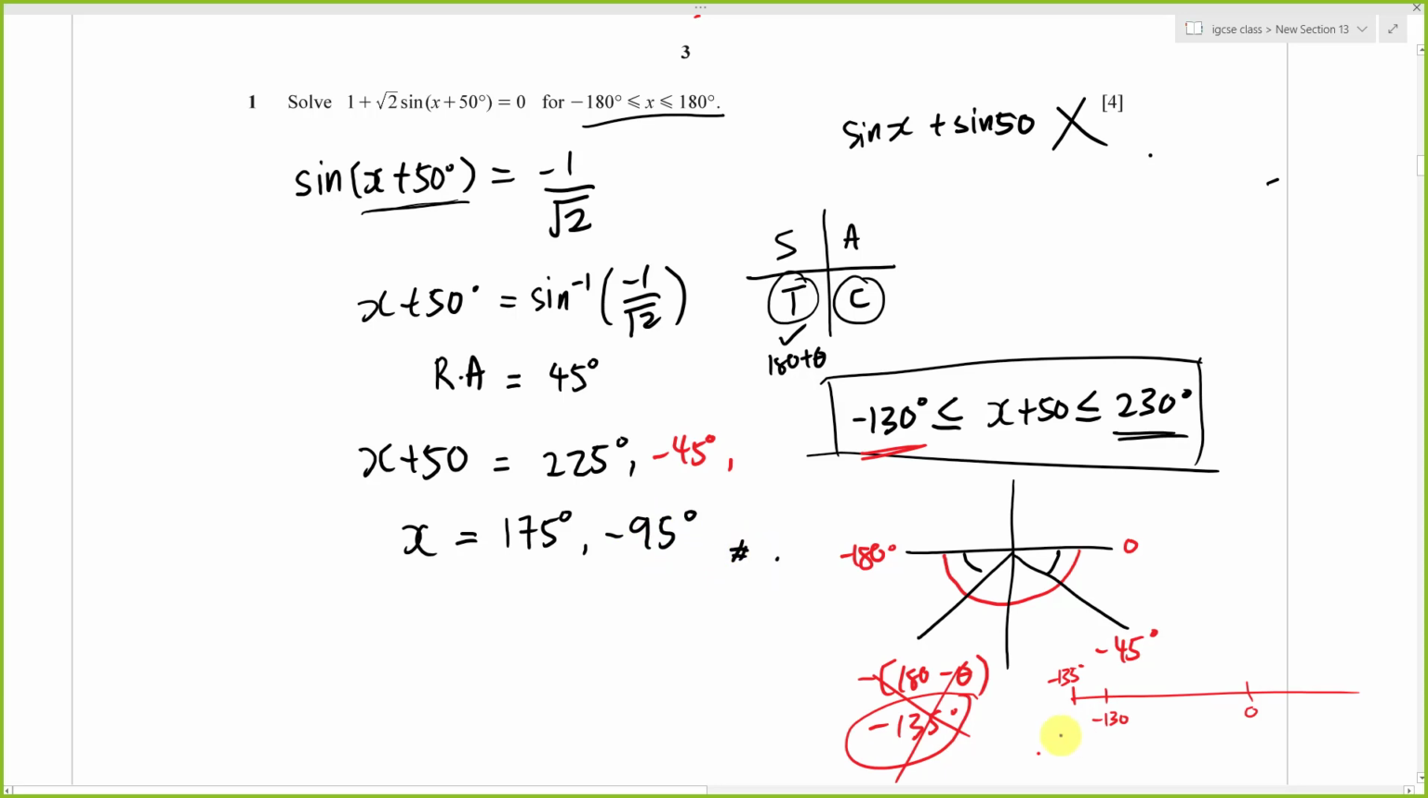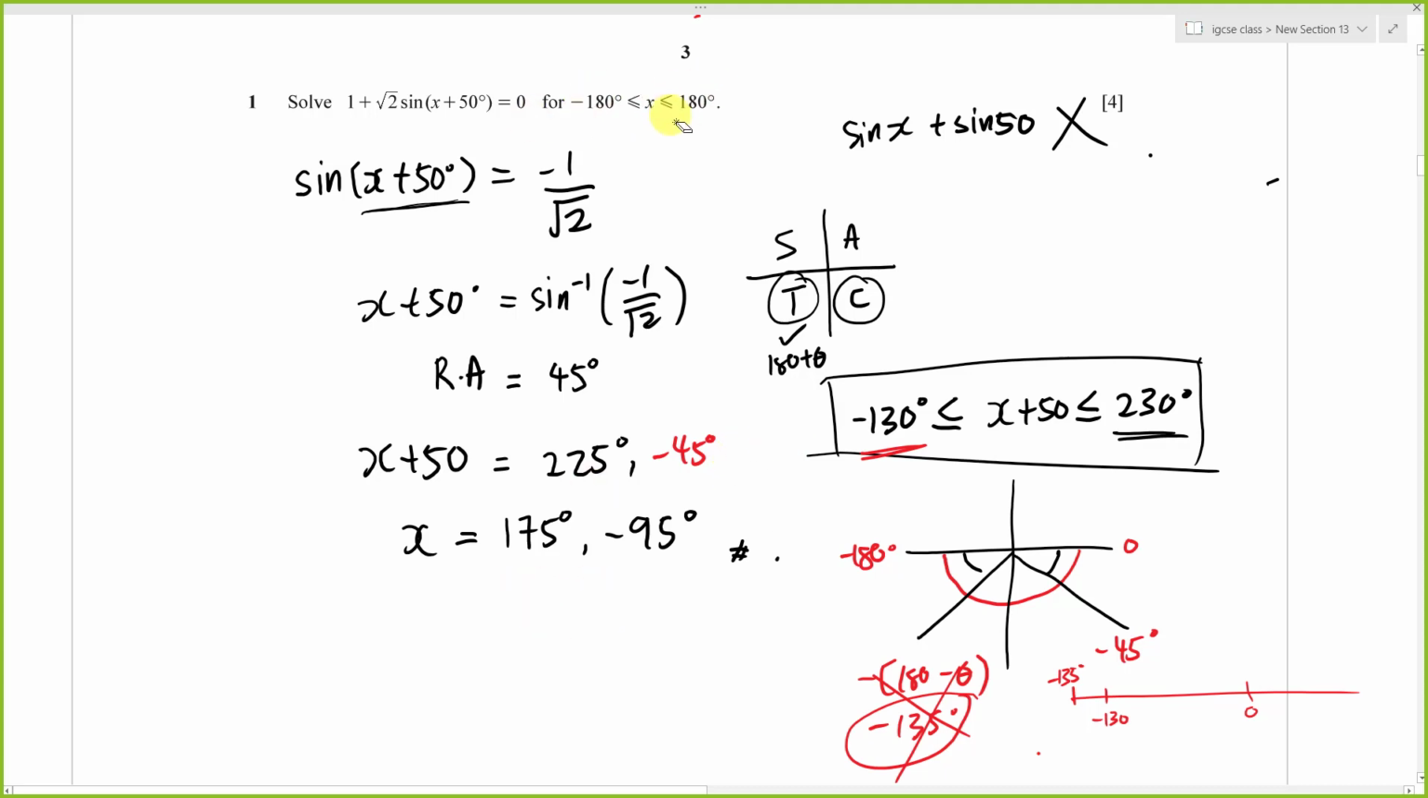So what if you accidentally put negative 135? What happened is later you minus 50 again. Let's say you put 135 here. You minus 50 again. This one will give you negative 185. Negative 185 is out of the range already. So you cannot put 135 here.